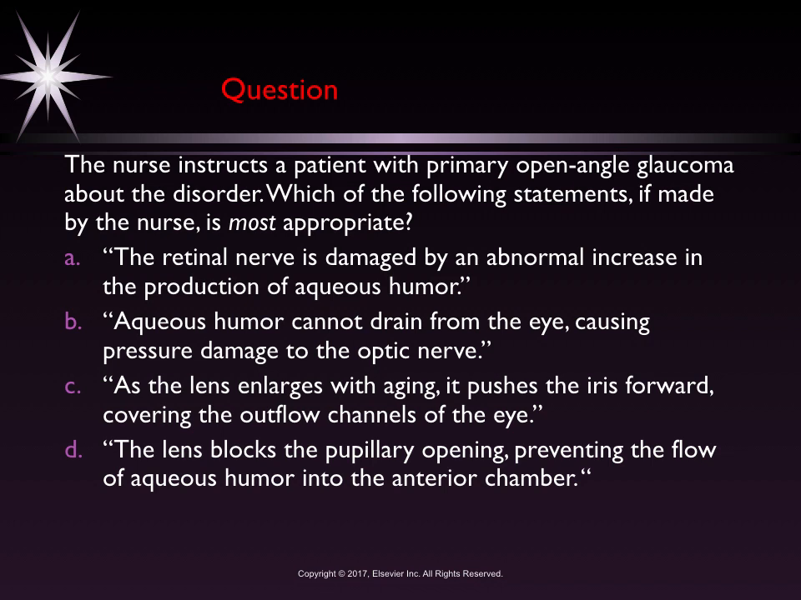In this case, the answer is B. And the rationale is that in primary open-angle glaucoma, the outflow of the aqueous humor is decreased in the trabecular meshwork. The drainage channels become clogged and damage to the optic nerve can then result.